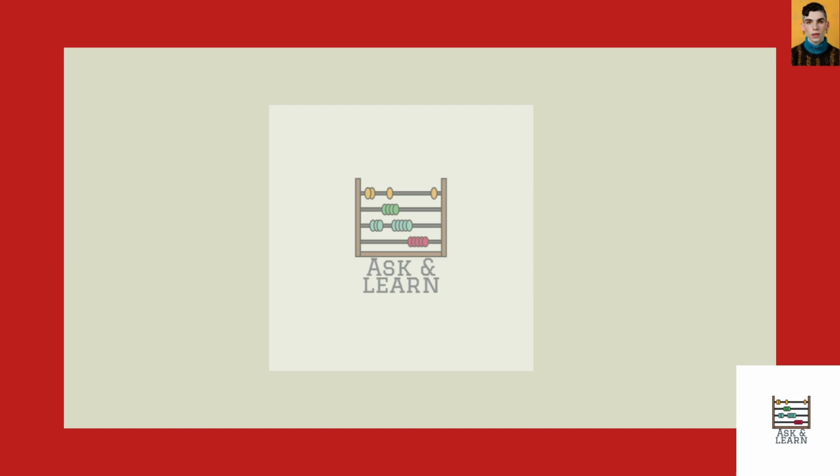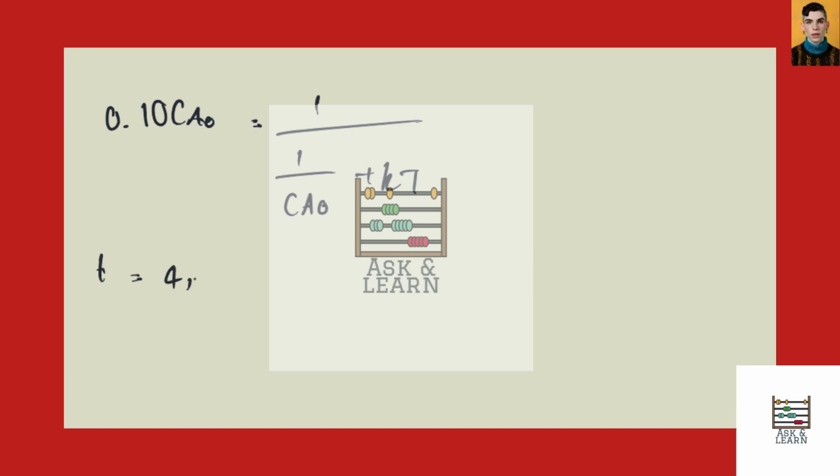So we have the time required for a conversion. In this equation, 0.10 Ca0 is equal to 1 over 1 over Ca0 plus Kt. So we solve for this equation to find T, where T is equal to 4,300 seconds or 71.8 minutes.